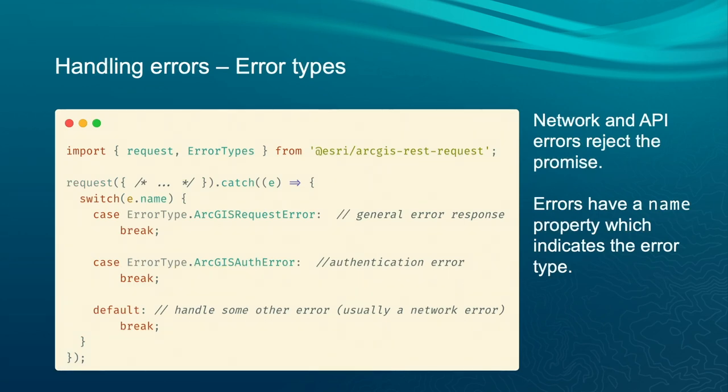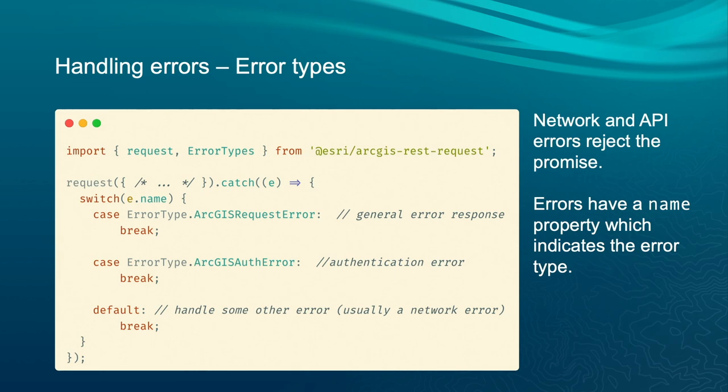So in terms of error handling, we do try to wrap and actually give you some solid error handling. So when you get errors from the REST API, we'll generally wrap those in that ArcGIS request error class. If it's an authentication error, like your token's invalid, or maybe you have invalid permissions, that'll trigger an ArcGIS auth error. So we separate the authentication errors out from the regular errors. There's a few additional types that are in that error types object, and those are all documented. So there's a few other edge case ones.